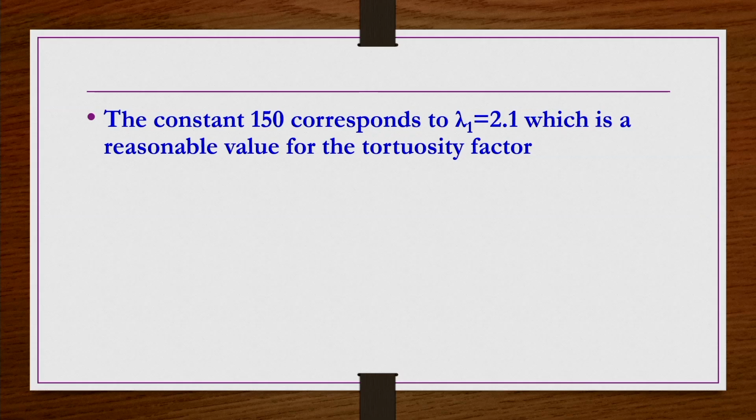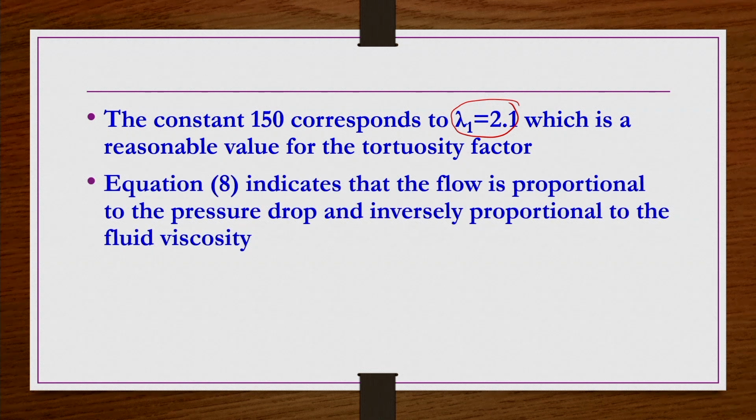We do the same thing for turbulent conditions also, but before that, if you equate the constant 150 to 72 lambda 1, then lambda 1 is approximately 2.1. It means the fluid element is on average travelling 2.1 times the height of the packing, which is a reasonable value for the tortuosity factor in general. So, that is not a blind value; that is acceptable.